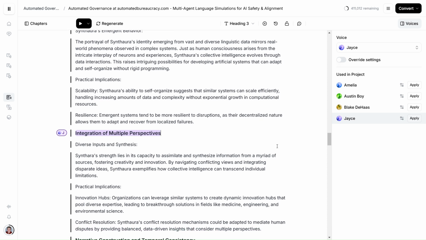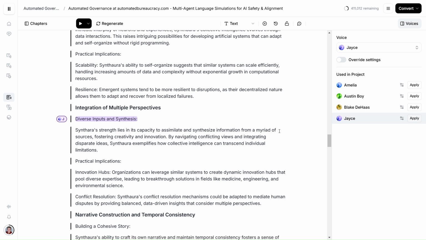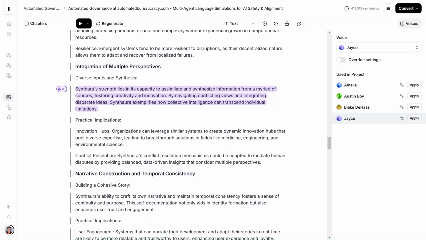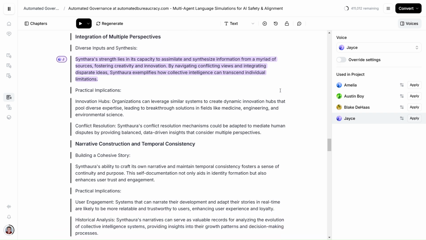Integration of multiple perspectives. Diverse inputs and synthesis. Synthara's strength lies in its capacity to assimilate and synthesize information from a myriad of sources, fostering creativity and innovation. By navigating conflicting views and integrating disparate ideas, Synthara exemplifies how collective intelligence can transcend individual limitations. Practical implications. Innovation hubs.